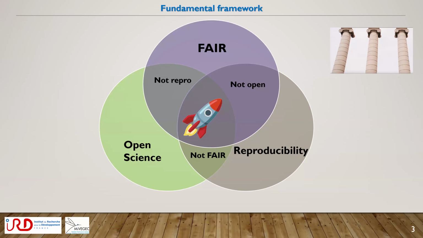So why these 3 topics? I think nowadays they are the 3 main pillars that are fundamental and give the good framework to do good science. So we really need the FAIR side, the reproducibility, and the open science together to do good science, good research.